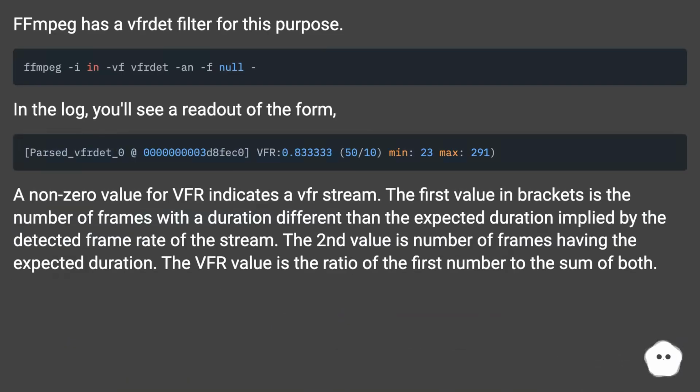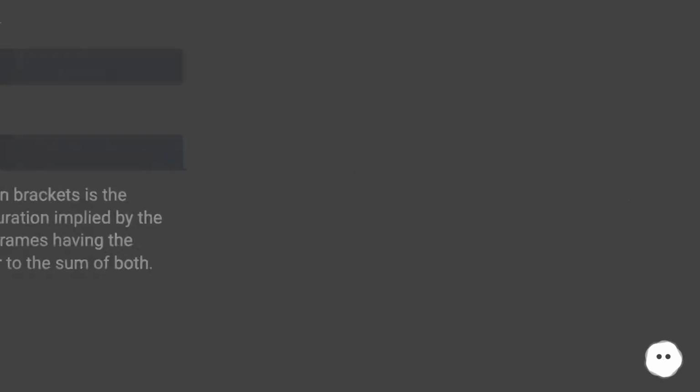ffmpeg has a vfrdet filter for this purpose. In the log, you'll see a readout of the form. A non-zero value for VFR indicates a VFR stream. The first value in brackets is the number of frames with a duration different than the expected duration implied by the detected frame rate of the stream. The second value is the number of frames having the expected duration. The VFR value is the ratio of the first number to the sum of both.